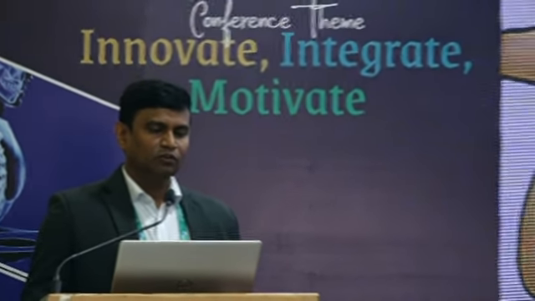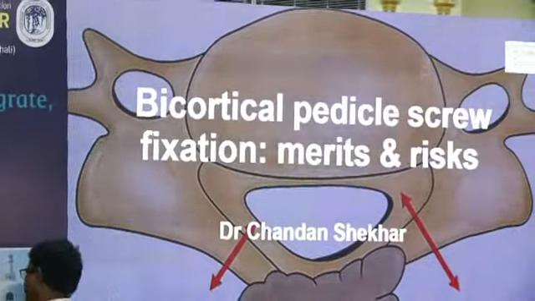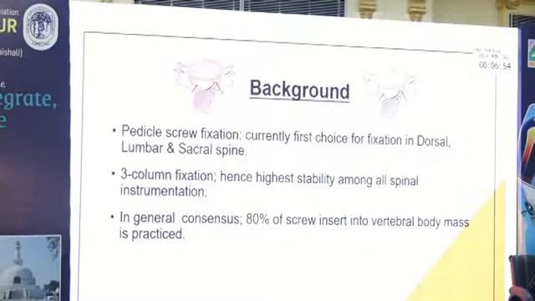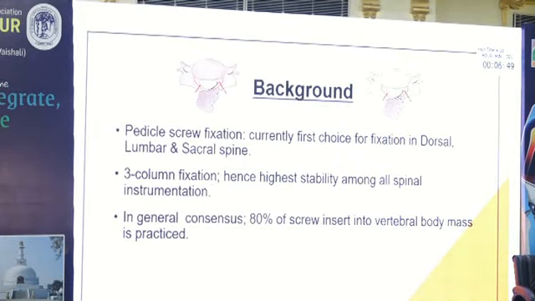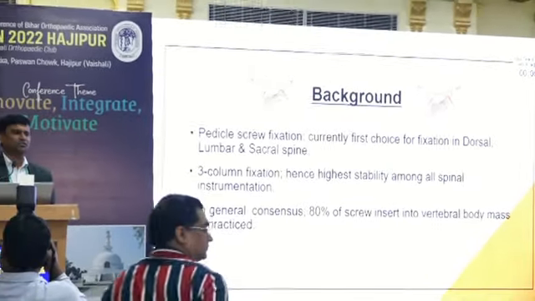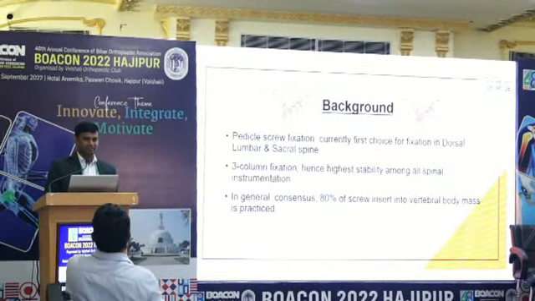Good morning, everyone. I am going to talk about bicortical pedicle screw fixation, its merits and risks. As you know, pedicle screw fixation is currently the first choice of fixation in the dorsal, lumbar and sacral spine. It gives 3-column fixation, hence the highest stability among all the spinal instrumentation present till now. In general consensus, insertion of screws into 80% of the vertebral body is practiced.